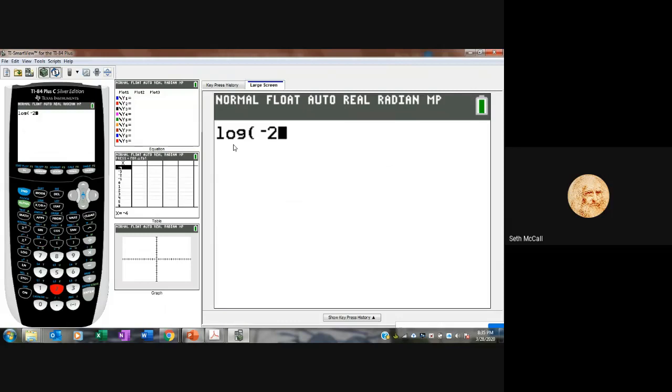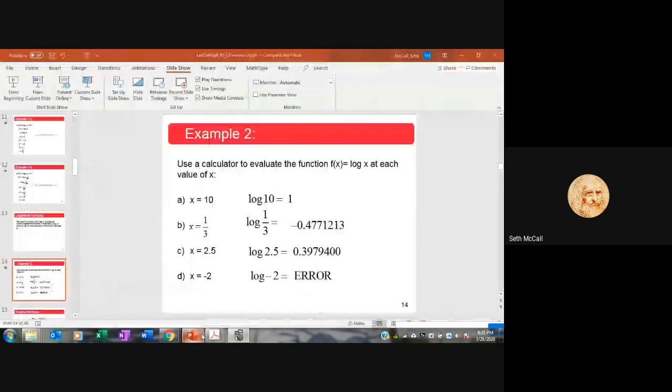We have not looked at the graph of log of x yet. We are going to do that in subsequent days in this section. So this will make more sense to you in a day or so once we get to that part. But just understand that anytime you try to take log of a negative number, you will get an error because you cannot log negative numbers.